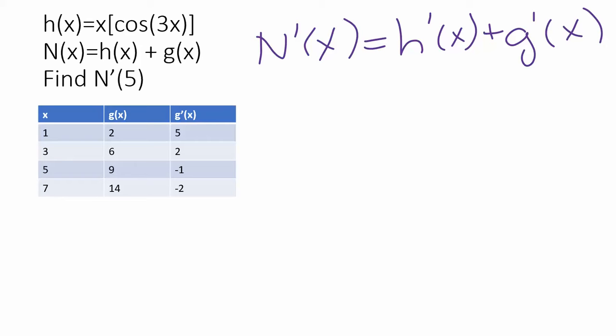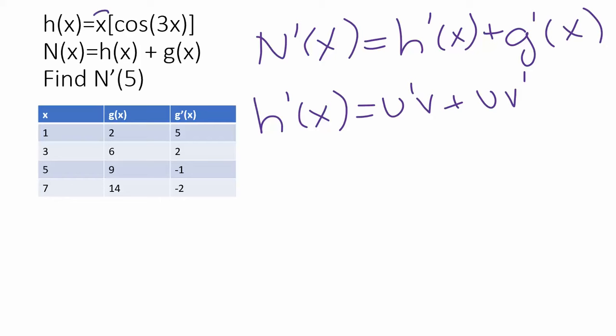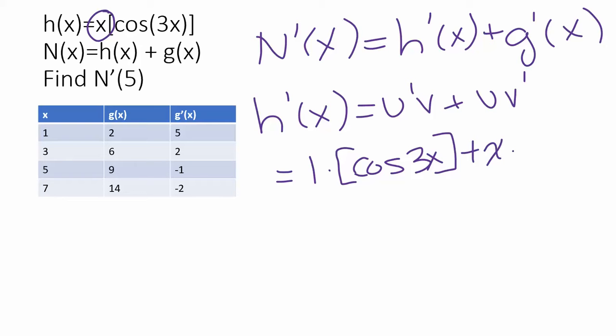However, finding h prime of x does require a little bit of work, including the product rule. So h prime of x, our product rule says we're going to take the derivative of the first times the second. My first term is x. The derivative of x is just 1 times the second, so that other part is going to stay the same. So 1 times cosine 3x plus the first, or u, which was x, times the derivative of the second.